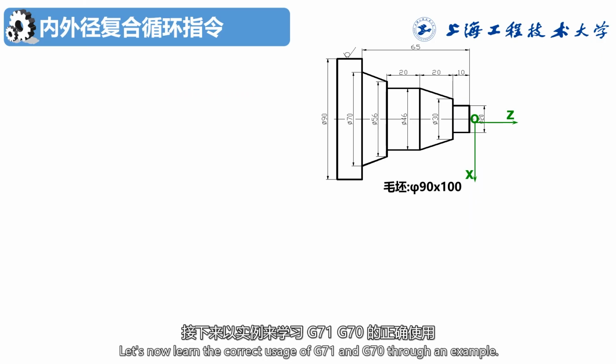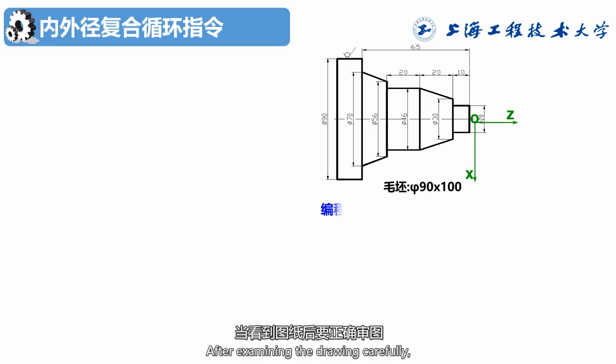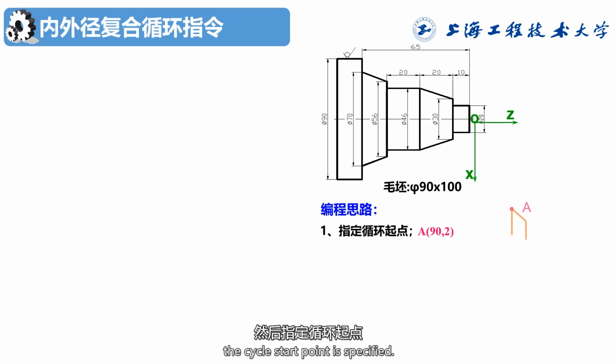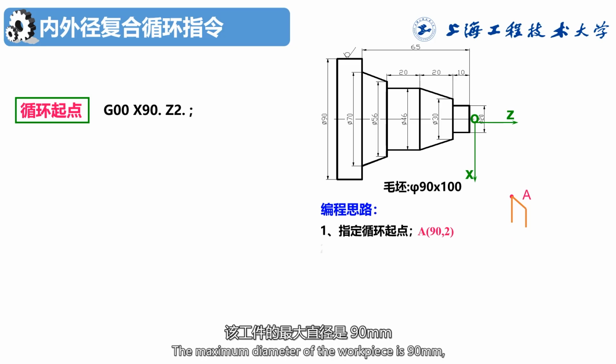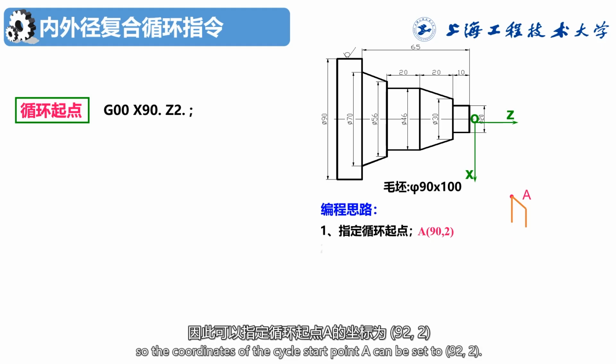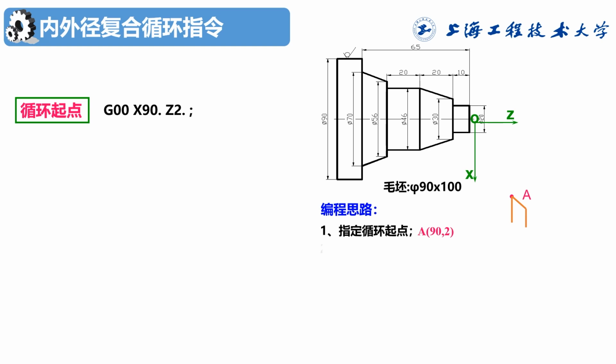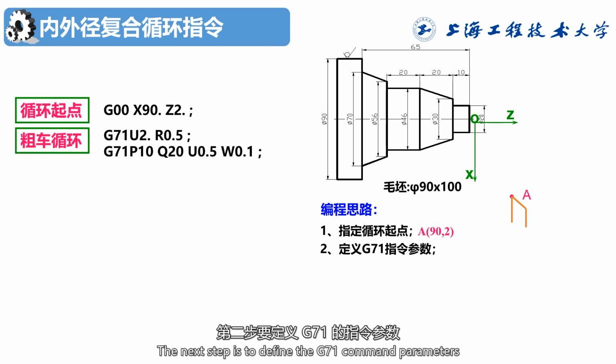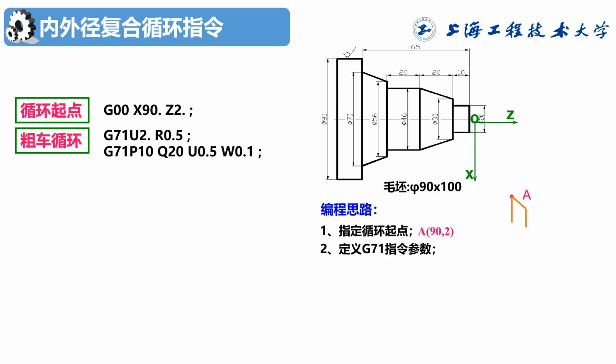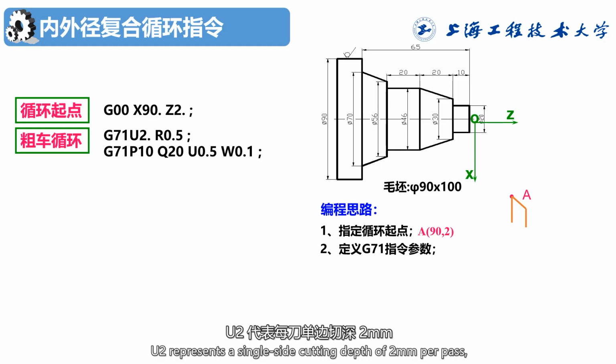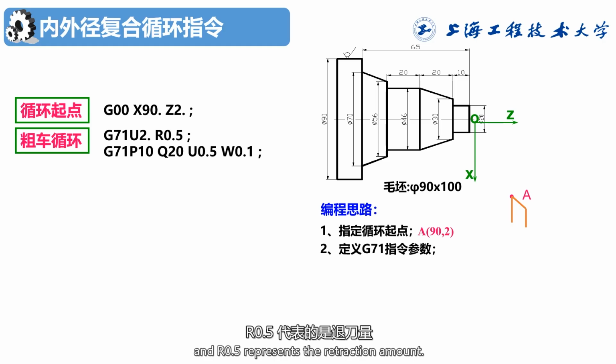Let's now learn the correct usage of G71 and G70 through an example. After examining the drawing carefully, the cycle start point is specified. The maximum diameter of the workpiece is 90 mm. So the coordinates of the cycle start point A can be set to 92, 2. The next step is to define the G71 command parameters. U2 represents a single-side cutting depth of 2 mm per pass, and R0.5 represents the retraction amount.